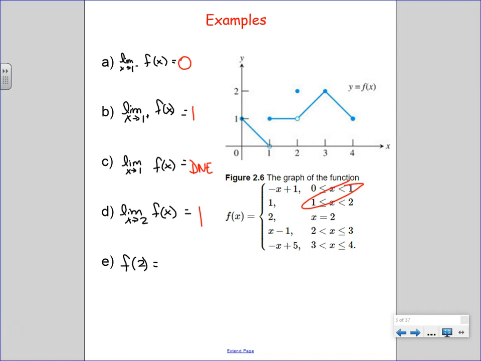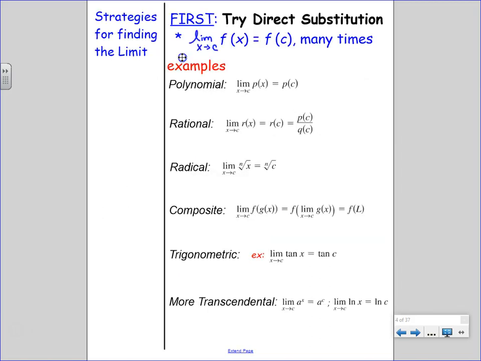Letter E. What's f of 2? 2. So, question: is the function continuous at 2? No. But does the limit exist at 2? Yes, nicely done. Let's keep going. 2-6 today.